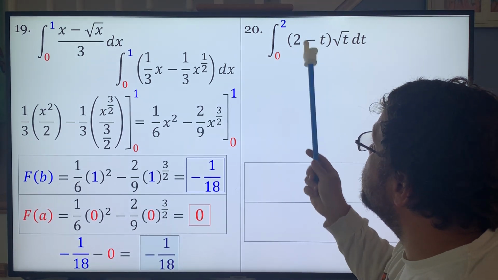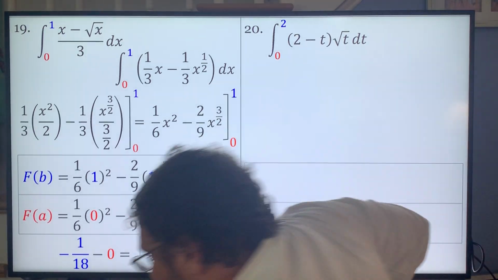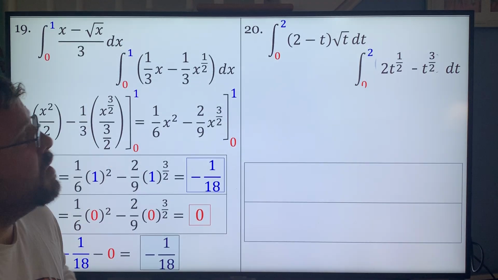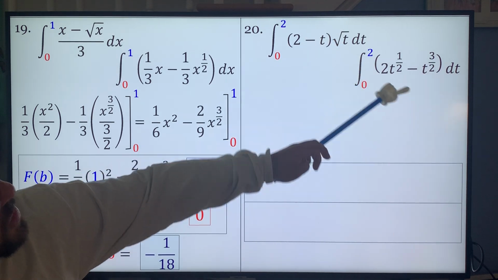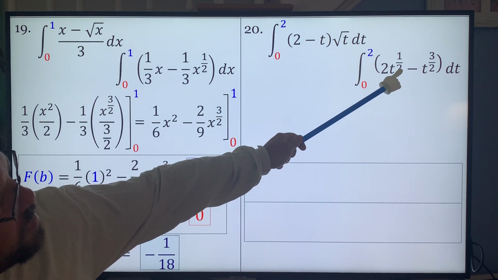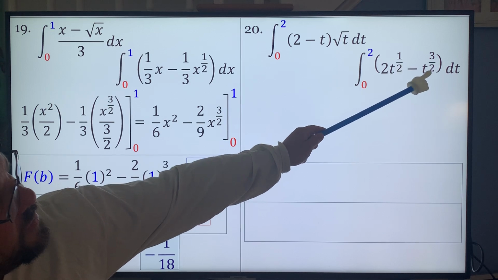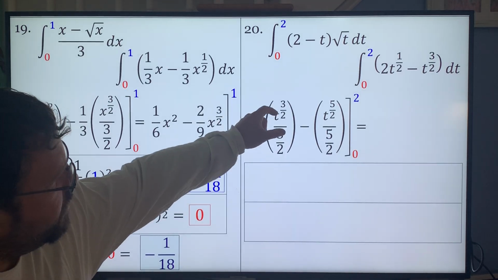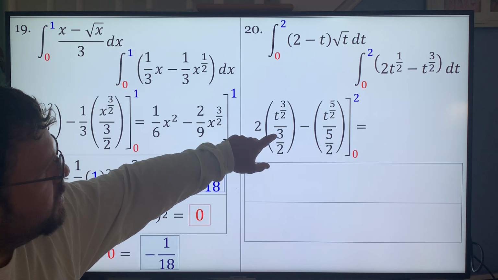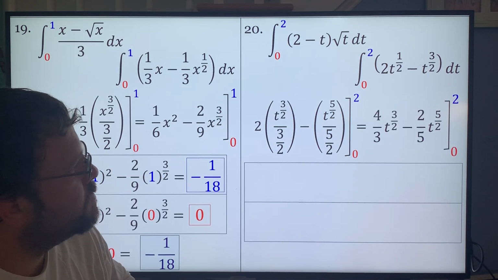This one, you're going to distribute that little guy in there. So you get 2t to the 1/2. 1/2 plus 1 is 3/2. So add 1, 3/2 and 5/2. Reciprocate. 2 times 2 is 4/3. 2/5.